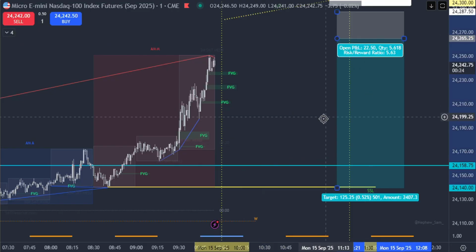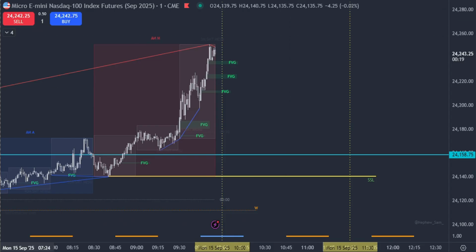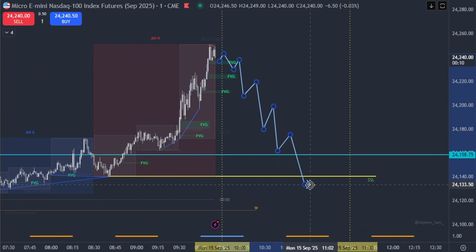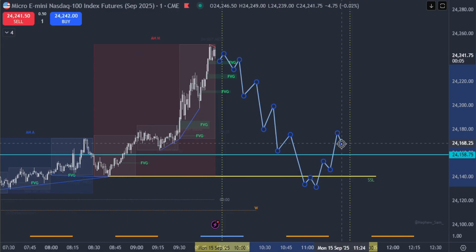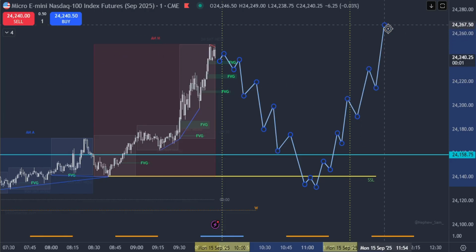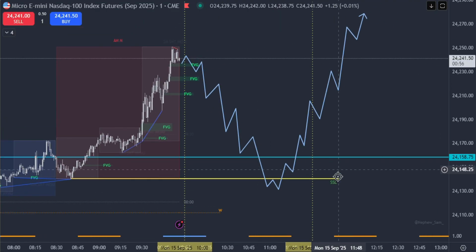So if I'm looking for longs, how would I look for longs? I would look for longs here. I would want this to just retrace, purge, and then, so that's the scenario that I'm looking for.